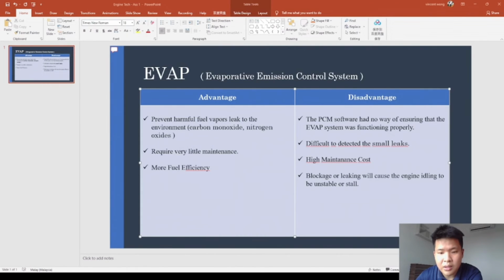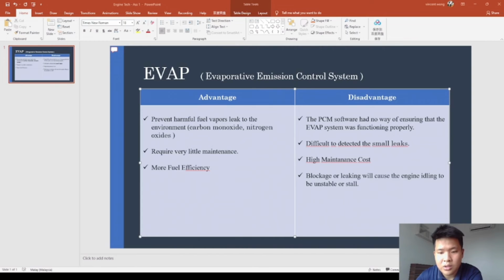The second is high maintenance cost. When the engine light comes on, we must have our vehicle inspected by a workshop technician. It will be difficult to diagnose the problem using the PCM automated detection tools. Whenever there is a small leak or a blockage, the mechanics need to manually check and identify it to fix the problem.